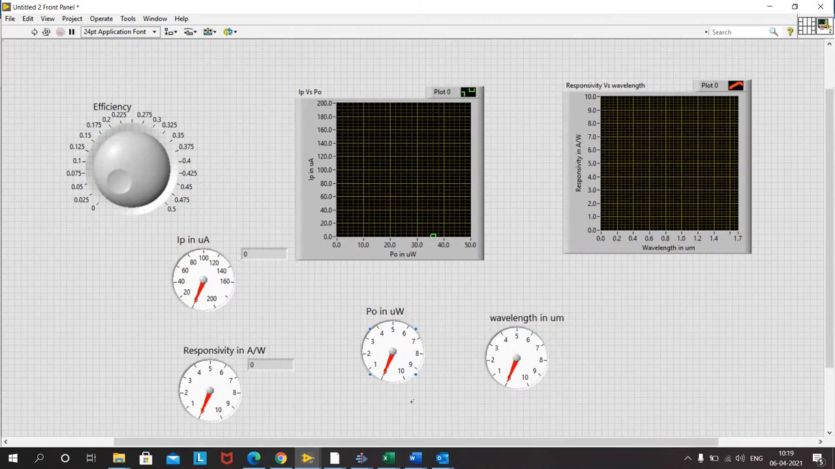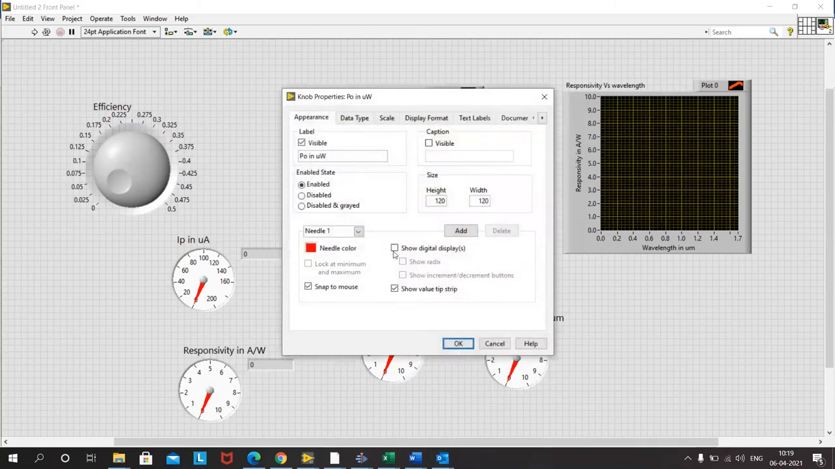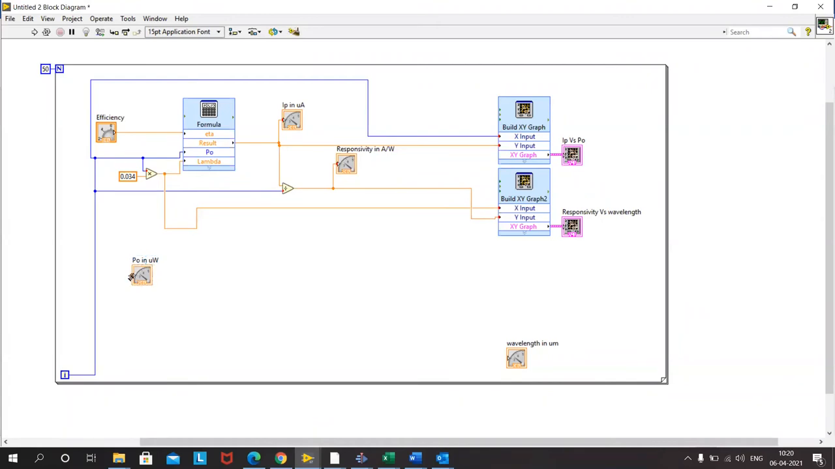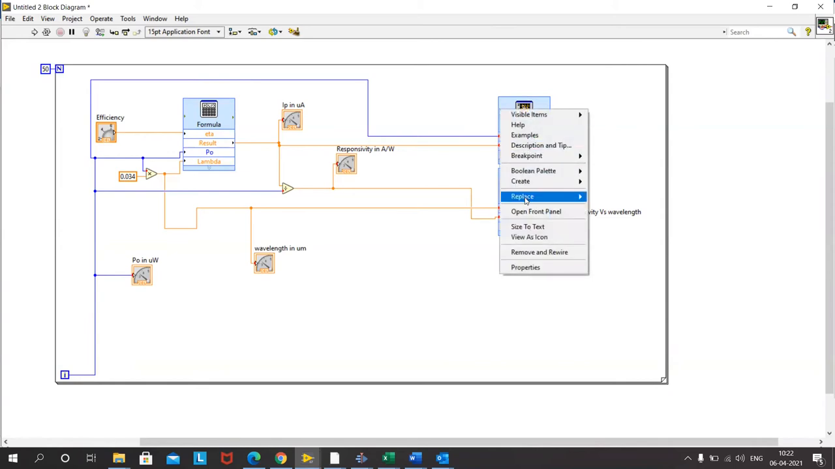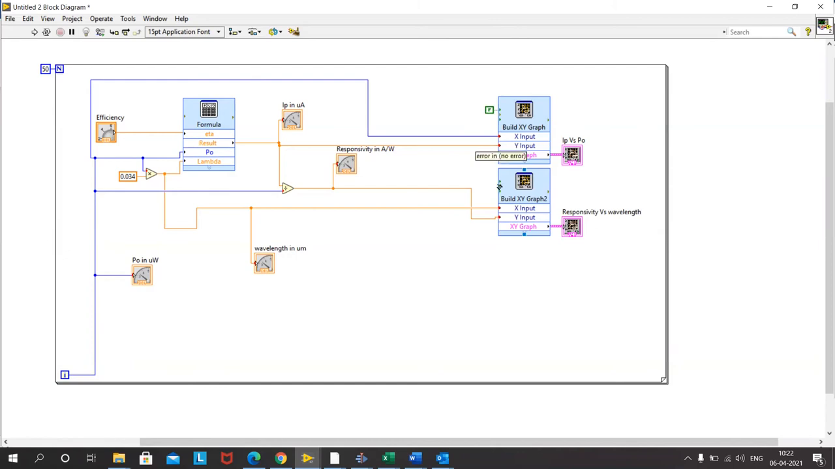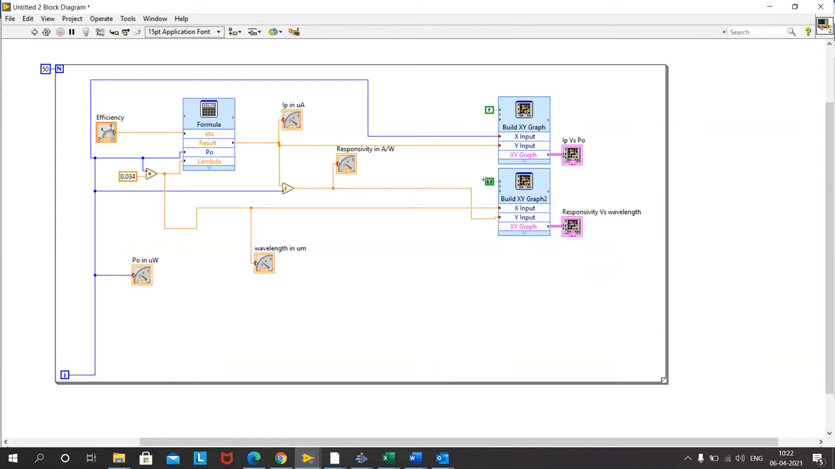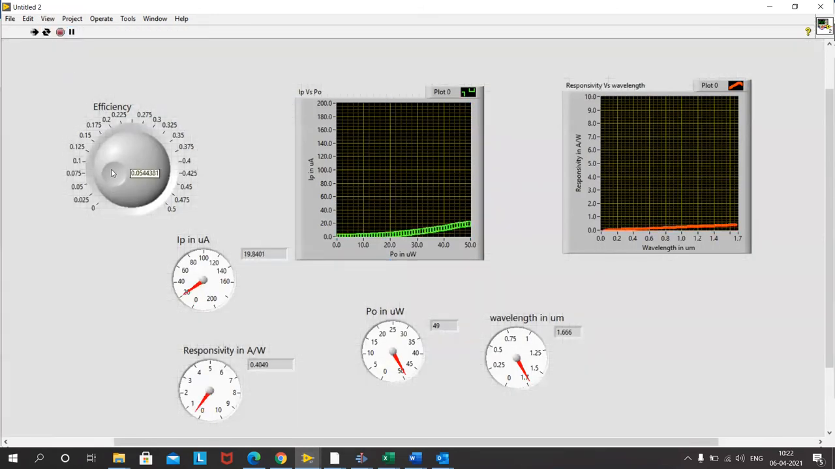Now let us add two more gauges for PO and wavelength to see the variation in PO and wavelength. We can add digital displays to help us note down the values. We connect these gauges to the values calculated for PO and wavelength. Now before seeing the output, we have to change the status. Now let us run it and see. We can clearly see the output IP versus PO, but in the responsivity curve there is no point where the curve is coming down.